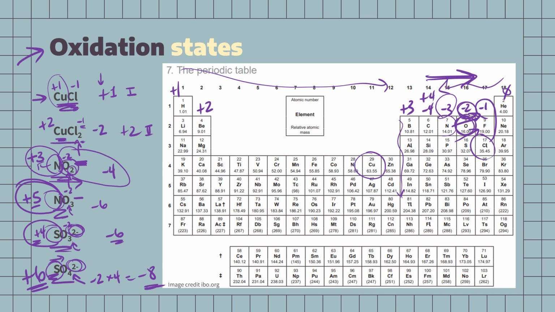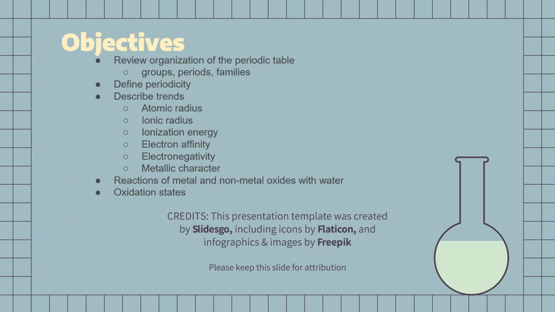And on that note, my friends, we have accomplished all of our objectives. We talked about groups and periods and families of the periodic table. We talked about this pattern of properties in elements of the periodic table. We talked about those trends, radii of atoms and ions, ionization energy, energy to lose electrons, electron affinity, energy to gain electrons, electronegativity, how well I share electrons, then metallic character, how do I react with water.